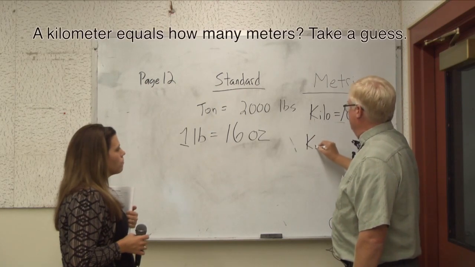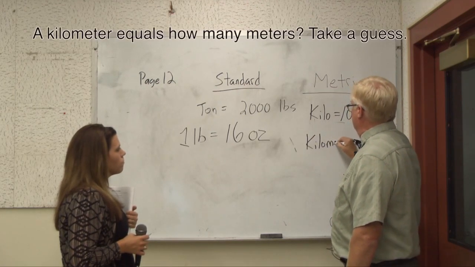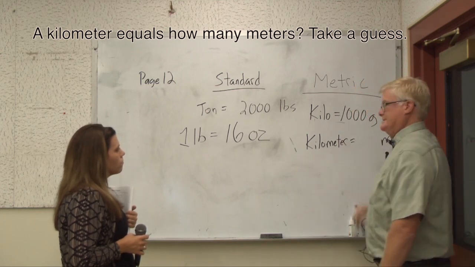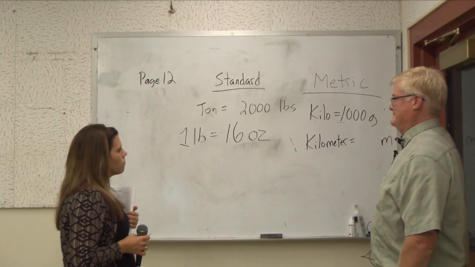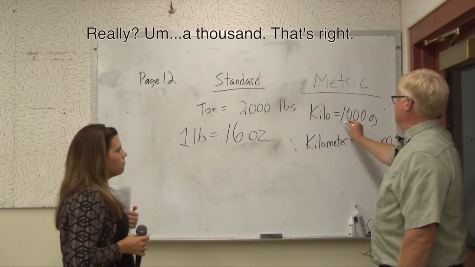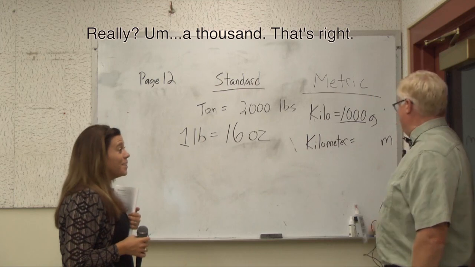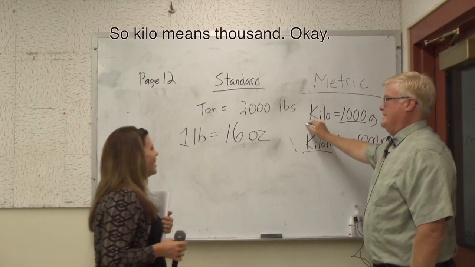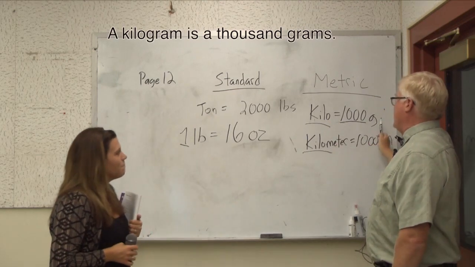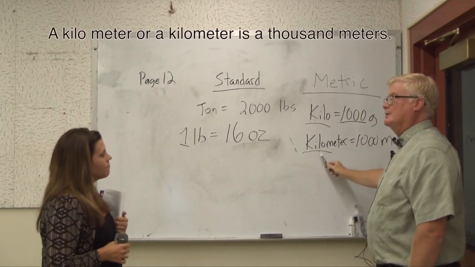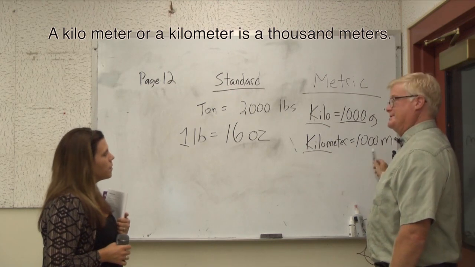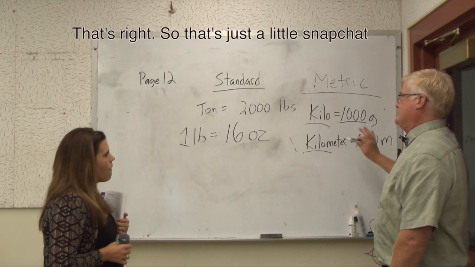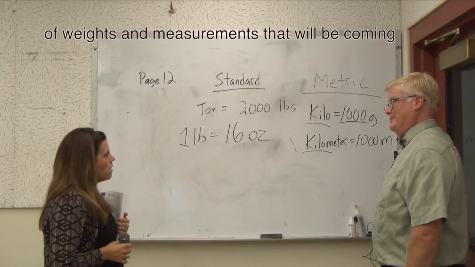A kilometer equals how many meters? Take a guess. 1,000? That's right. So kilo means 1,000. A kilogram is 1,000 grams. A kilometer is just 1,000 meters. That's right. So that's just a little snapshot of weights and measurements that will be coming further on in the book.